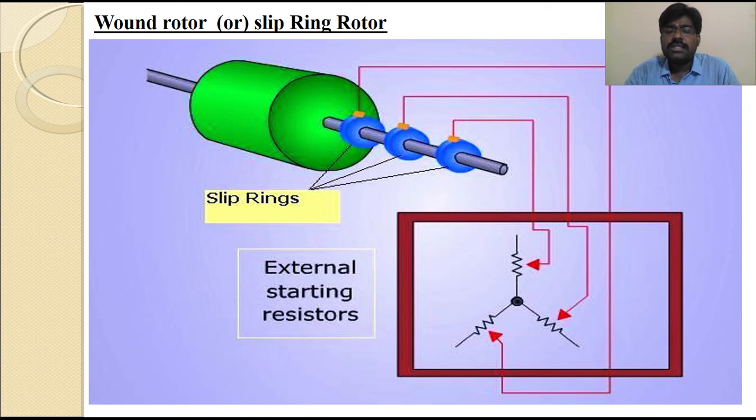If you want to change the speed, it is not possible in a squirrel cage induction motor, because there we don't have any provision to connect the external resistance, because the rotor bars are permanently fitted to the end rings. That provision is not there. But here in the slip ring induction motor, speed control is possible. You can increase or decrease the speed according to your need.